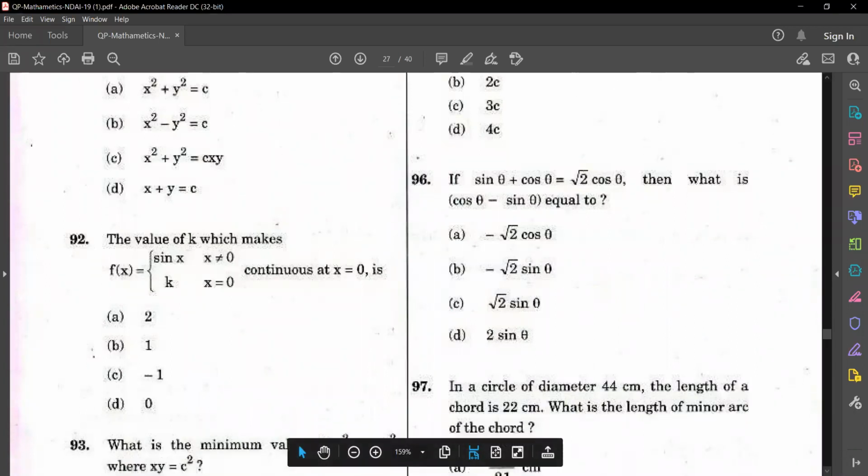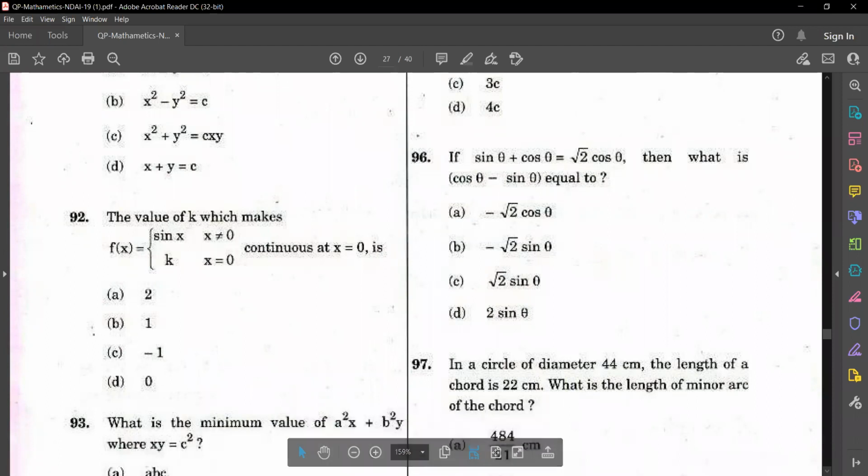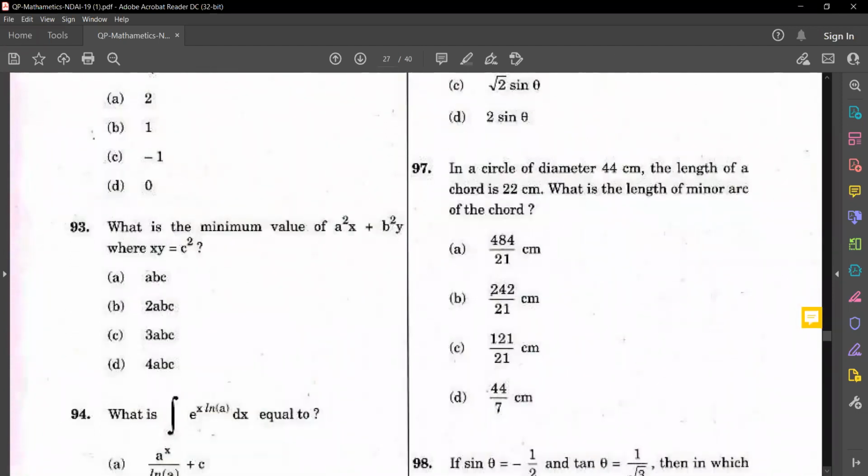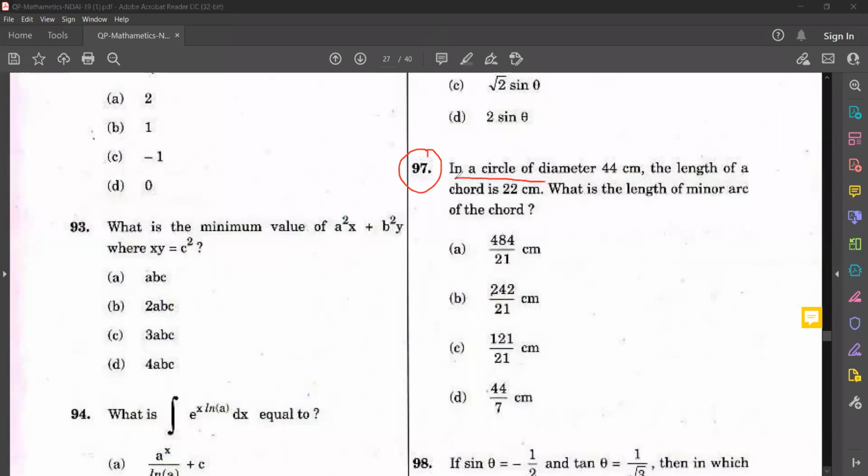Question number 97. In a circle of diameter 44 centimeter, length of the chord is 22 centimeter. What is the length of the minor arc of the chord? In a circle of diameter 44 centimeter, diameter is 44.